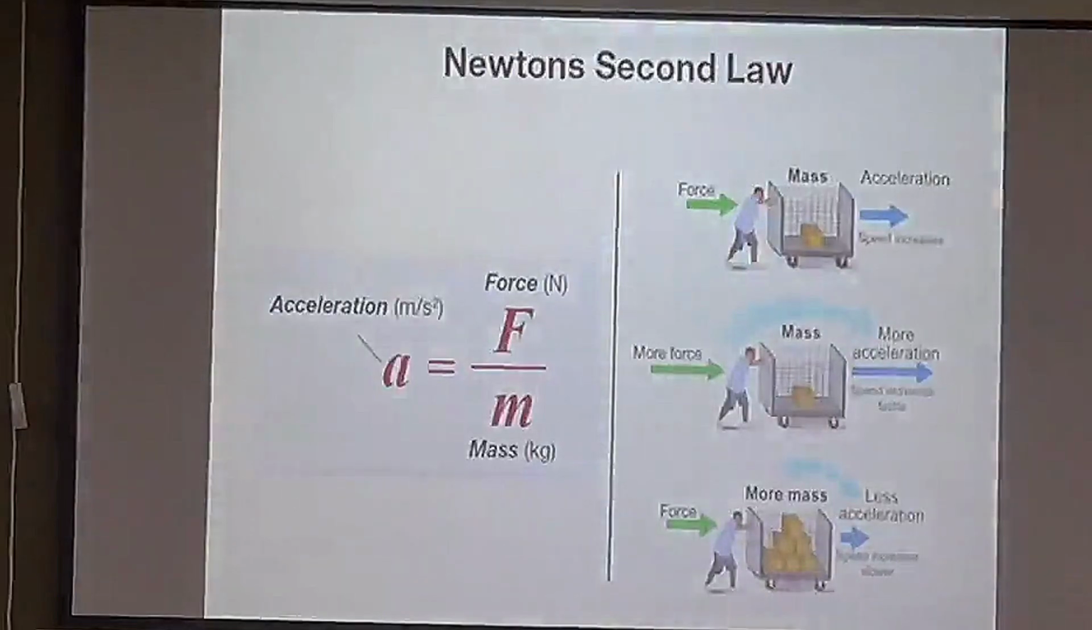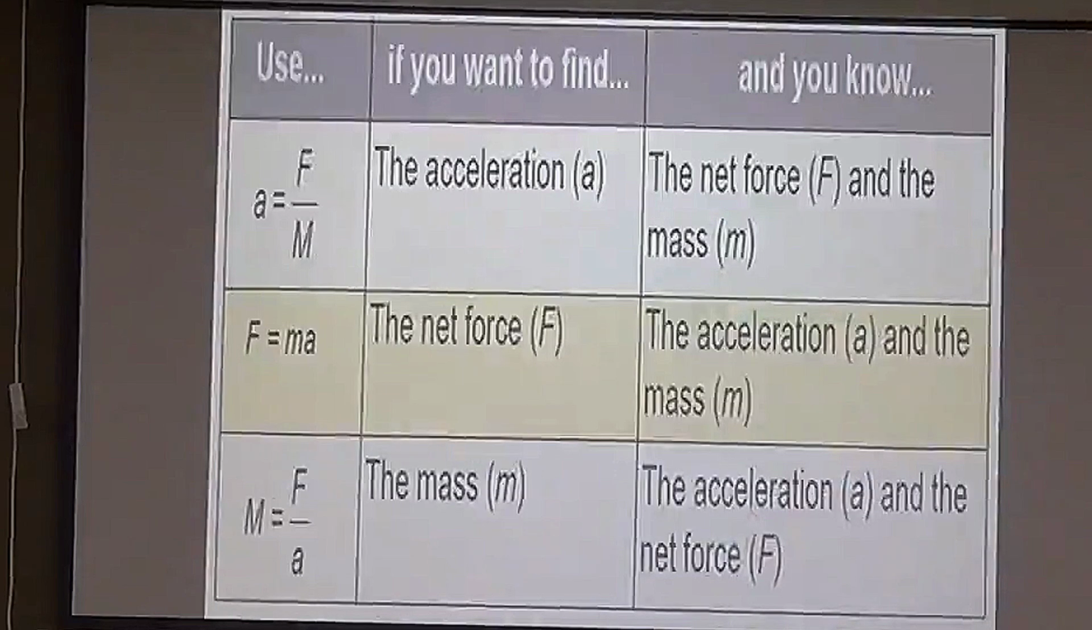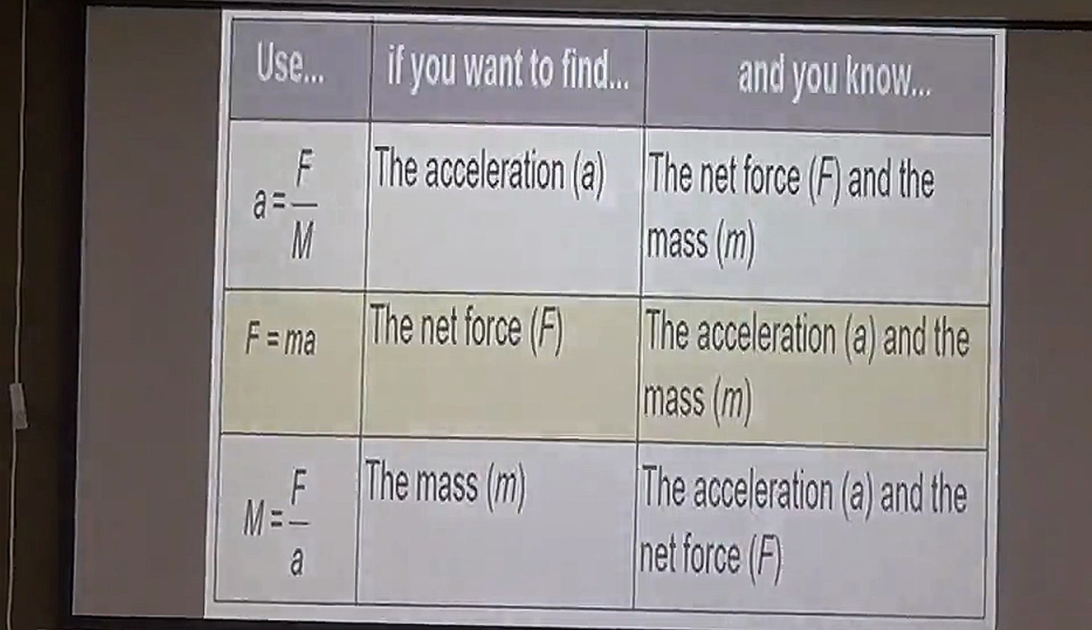Also, we can derive the second law. Acceleration is directly proportional to F and inversely proportional to m. Thus, a is equal to F by m. When a is equal to F by m, F is equal to ma, or m is equal to F upon a.